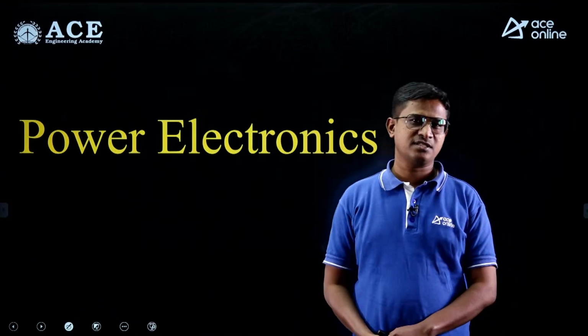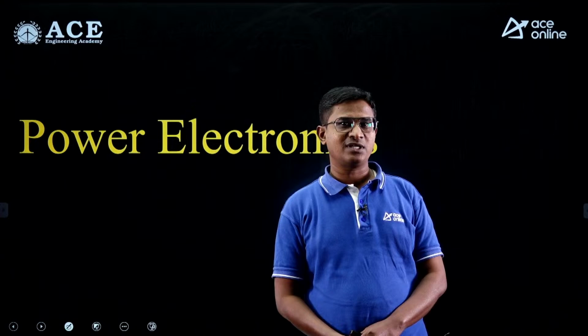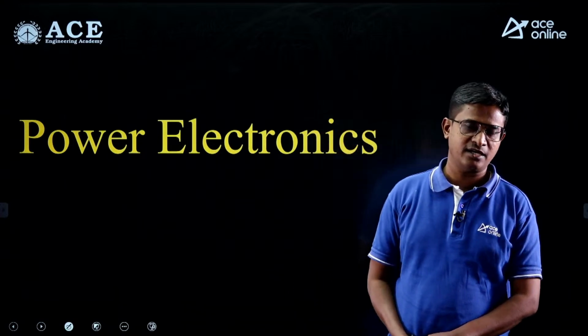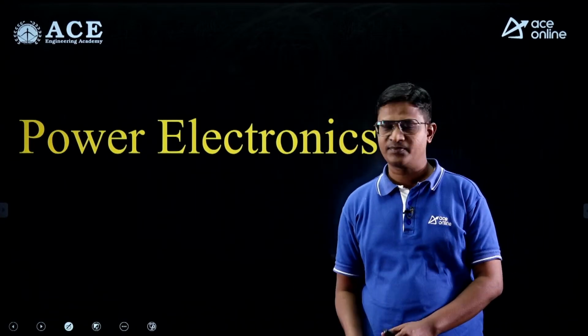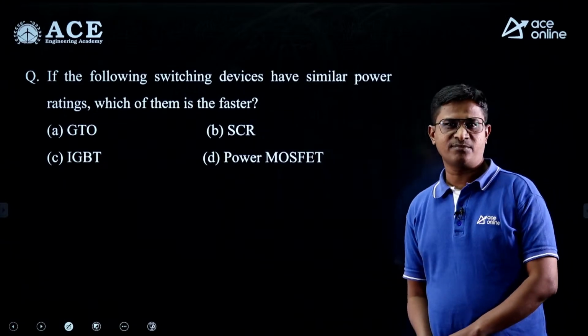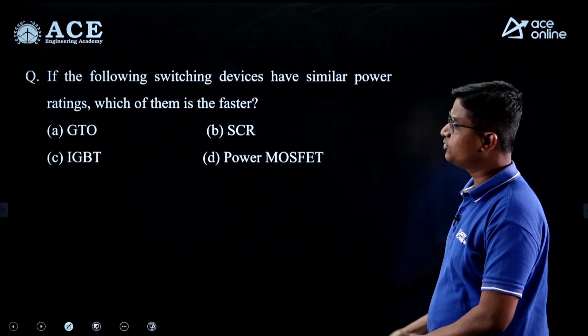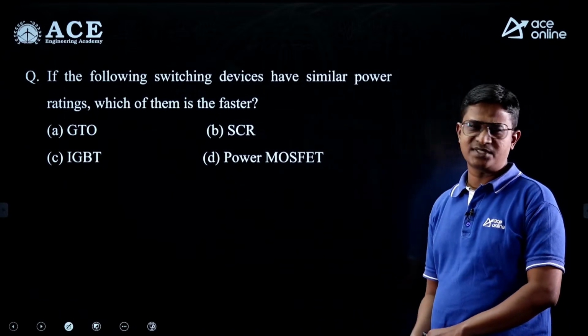Now we are going to discuss the questions from the subject power electronics. So a total of 6 questions they asked and the weightage was 9 marks, right? This is the first question, very simple. This question is from chapter number 1, power semiconductor devices, right? I hope you might have answered this question.